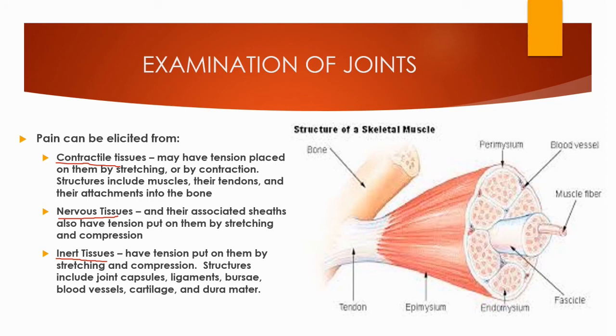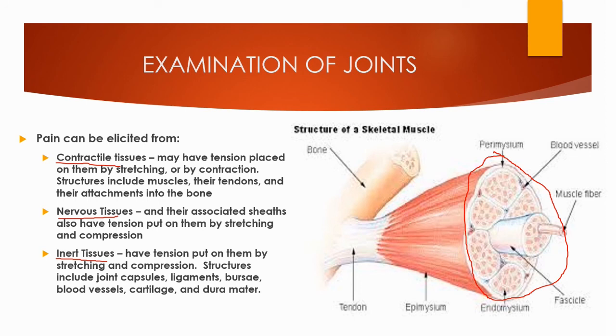So the contractile tissues include the muscles, the tendons, and their attachments to the bone. And they can elicit pain as tension is placed on these tissues by either stretching or by the forces generated by contraction during manual muscle testing. So if you just review the anatomy of the contractile tissues, note here that we have a cross-section of a local muscle tissue. This could be, for example, the biceps muscle.